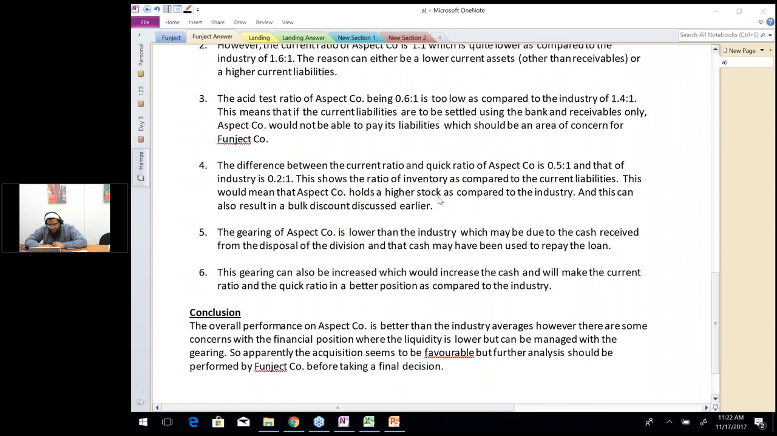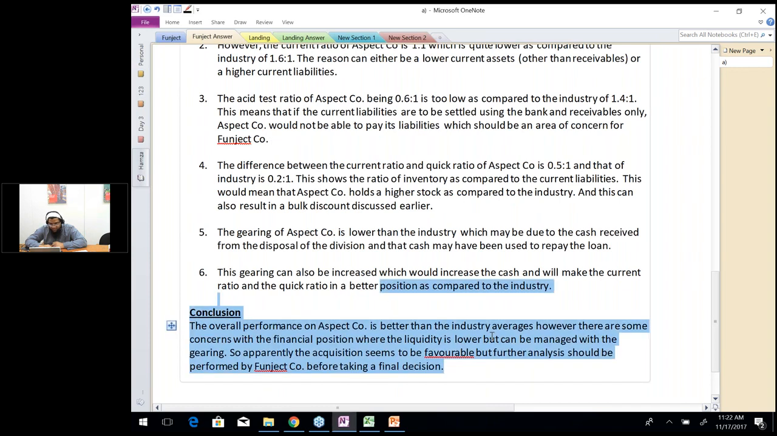Simran wants to copy the answer. Simran, I will provide you the Word file. I will simply copy all these and paste in the Word, and then I'm going to send you people the PDF file. So you don't need to write down all the answers. You just need to understand what we are discussing.